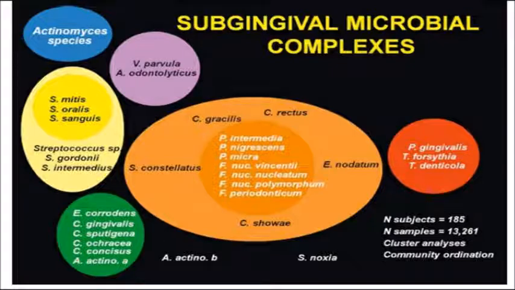Then we have orange complex. Orange complex is comprised of Fusobacterium nucleatum, then Campylobacter rectus and Prevotella intermedia. Then finally we have the red complex. Red complex has Porphyromonas gingivalis or P. gingivalis, Tannerella forsythia and Treponema denticola.